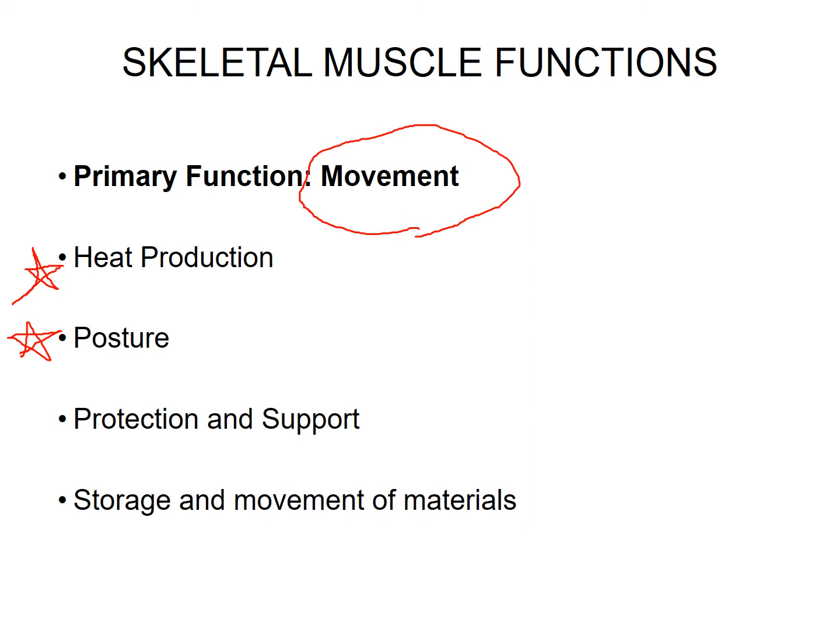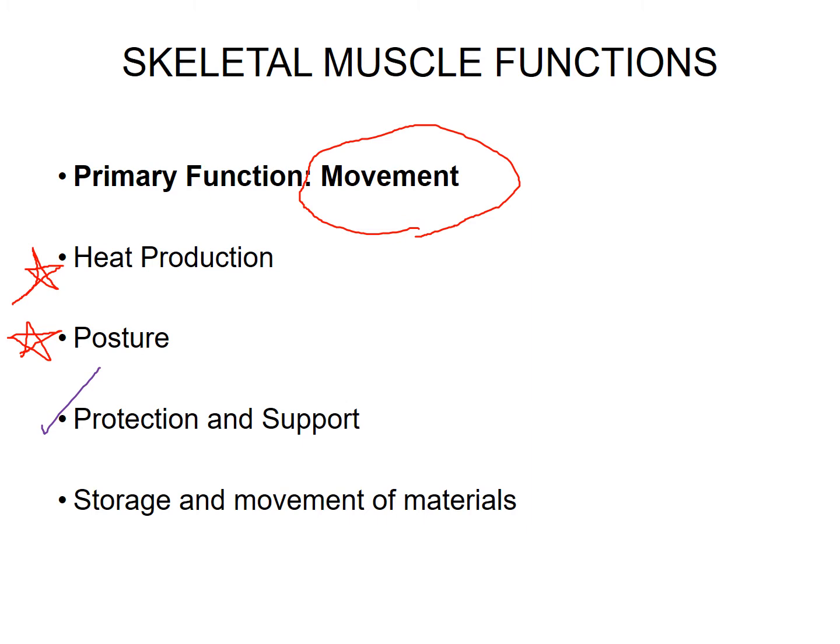Protection and support. Some of our muscles are going to help us in that. For example, our kidneys are kind of exposed. They're really not well protected by our skeletal system. We have those two floating ribs down there that sort of protect the superior portion, but the inferior portion is sort of exposed. So the muscles in your lower back serve as a protective tissue to those kidneys.